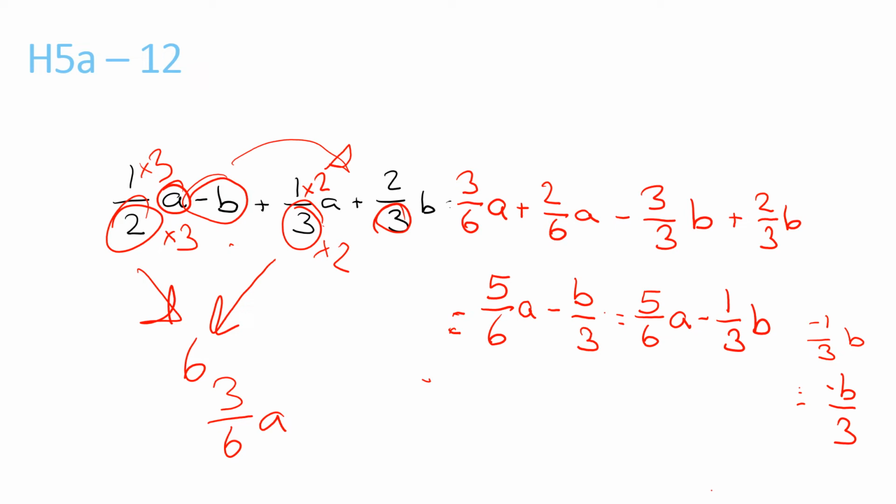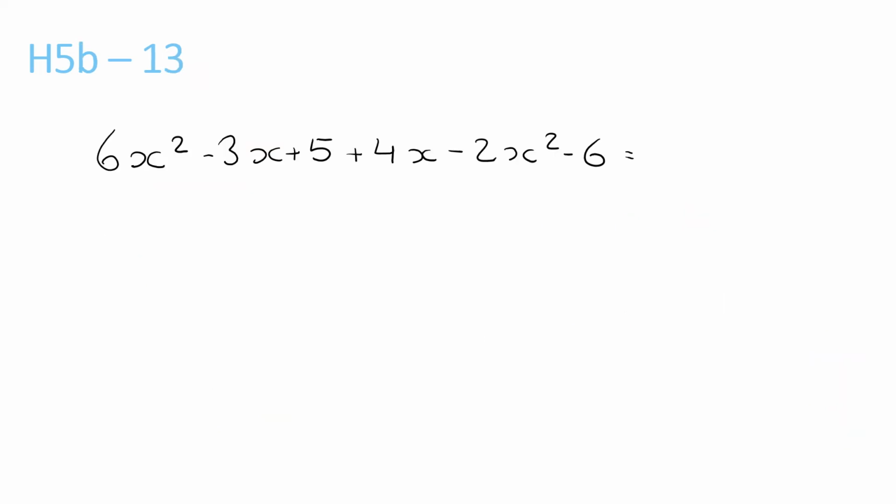Okay, we're on the next page. I'll be right back. So, you'll have to see how they've got the squared here. You have to find all the ones that have x squared on. So 6x squared and 2x squared.